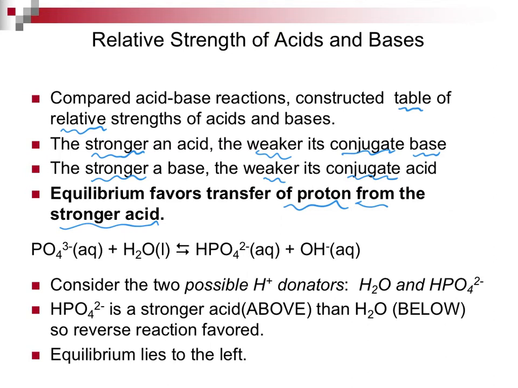I've written a reaction there, phosphate ion plus water, and we make HPO4 2- and the hydroxide ion. Consider, who are the possible H+ donors? Well, it can't be phosphate ion, it has no hydrogens. Therefore, water has to be one of the donors, and by default, HPO4 2- must be a donor. When you look at the table, you will see that HPO4 2- is the stronger acid. It is above water, water is below. So we always go from the stronger acid. That means the reverse reaction is favored. Equilibrium is going to lie to the left.